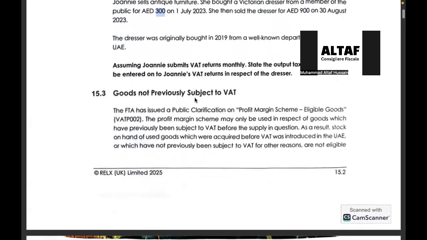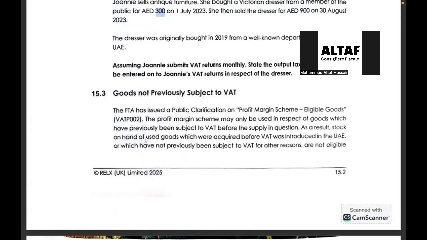Goods not previously subject to VAT. The FTA has issued a public clarification on the profit margin scheme on edible goods. The profit margin scheme may also be used in respect of goods which have previously been subject to VAT before the supply in question. So, goods that have previously been subject to VAT.